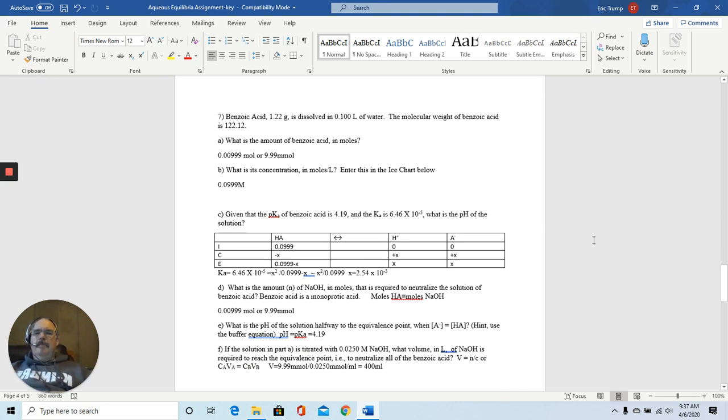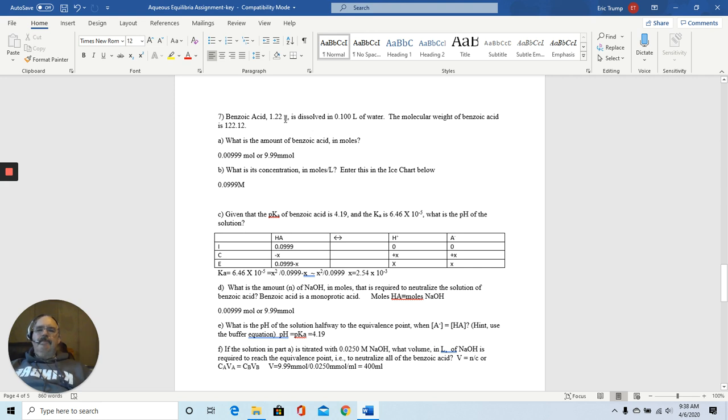Okay, question number 7. Benzoic acid, 1.22 grams, is dissolved in 0.1 liters of water. Okay, you can use millimoles per milliliter if you want. The molecular weight of benzoic acid is 122.12. Okay, so what is the amount of benzoic acid in moles? Okay, so if we divide the mass by the molecular weight, grams divides out, and we get an answer in moles.